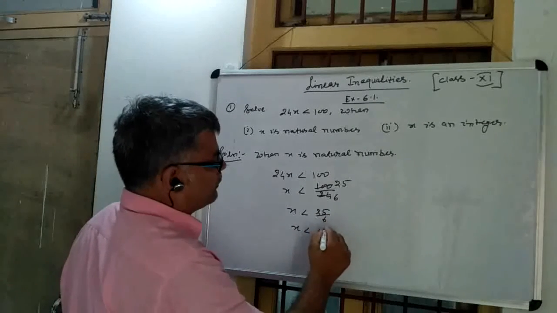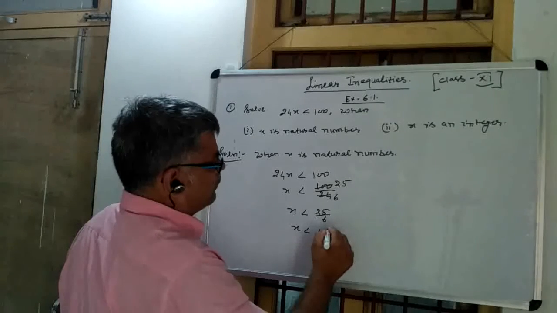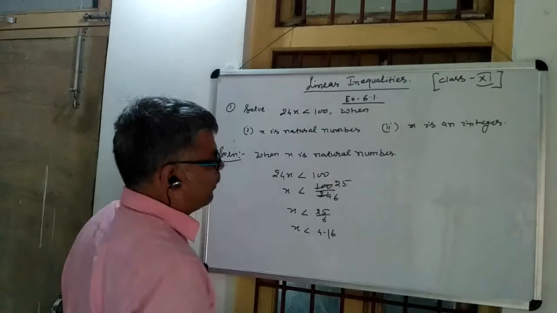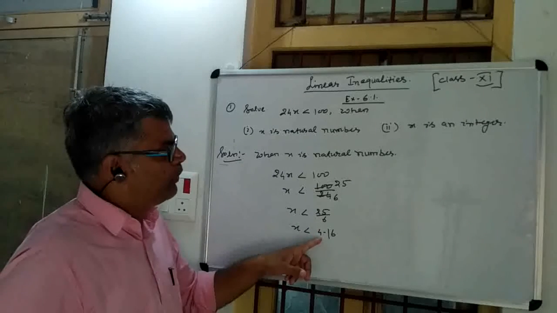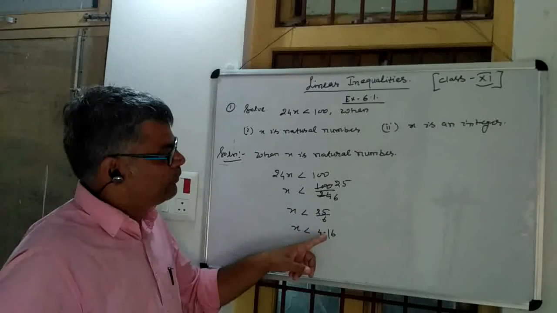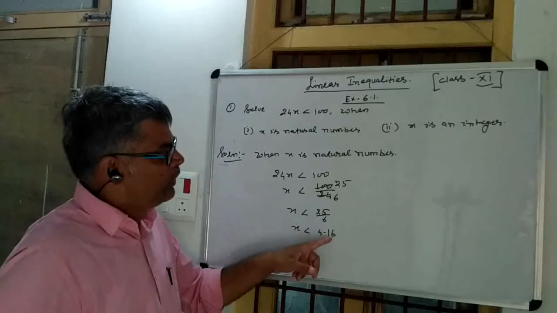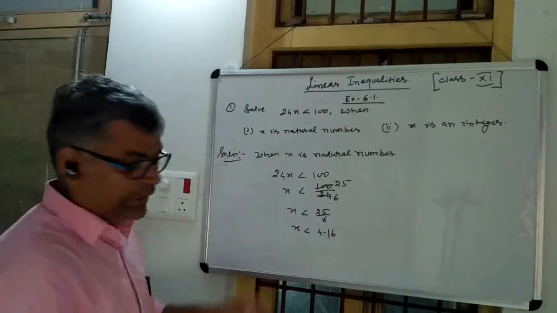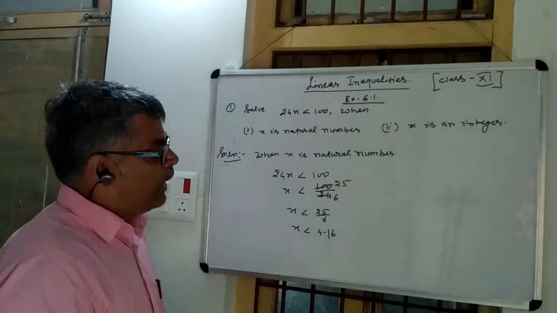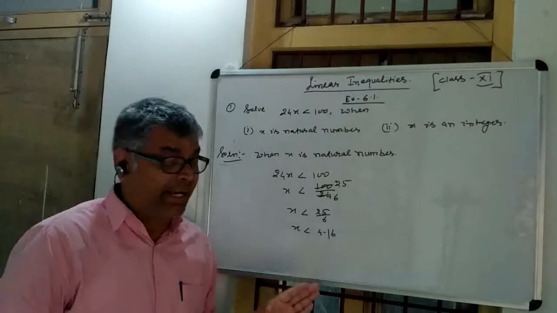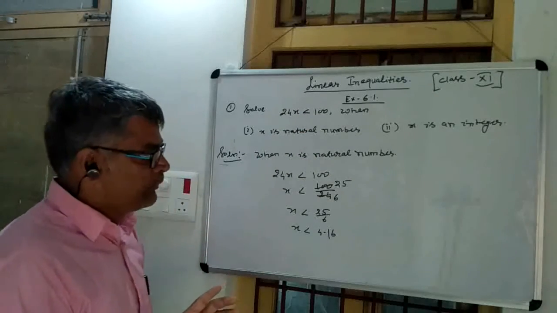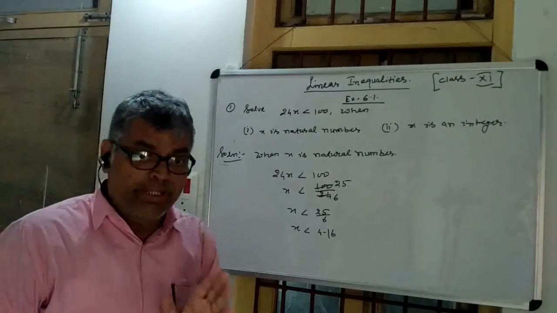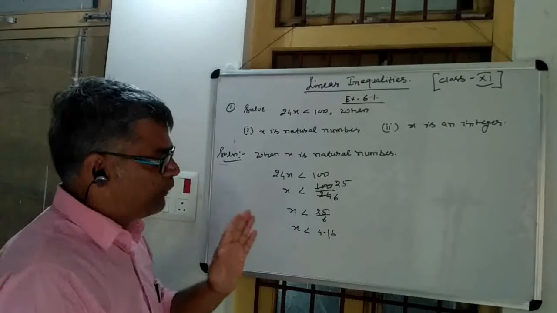Dividing 25 by 6, x is less than 4.16. It means that this inequality is true for all the values in which x is less than 4.16.